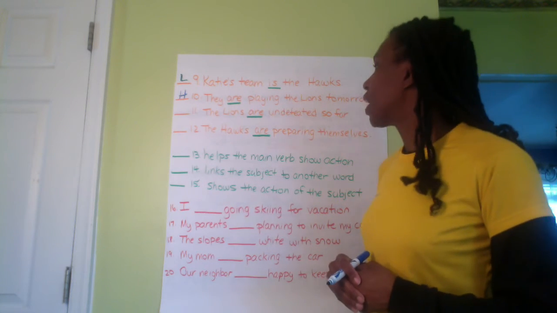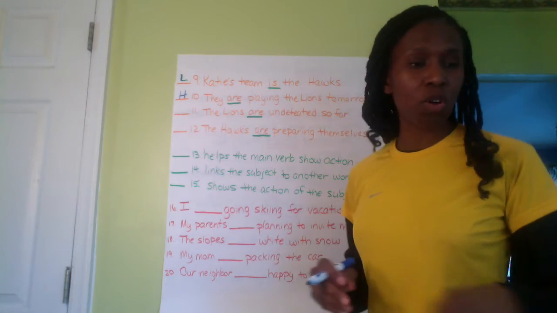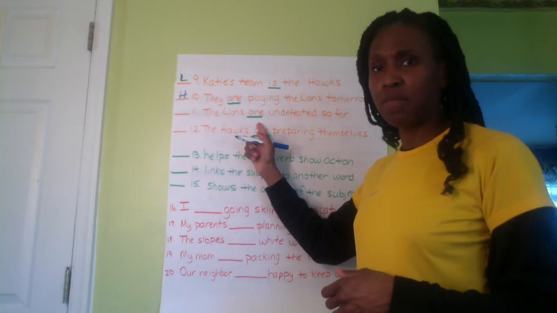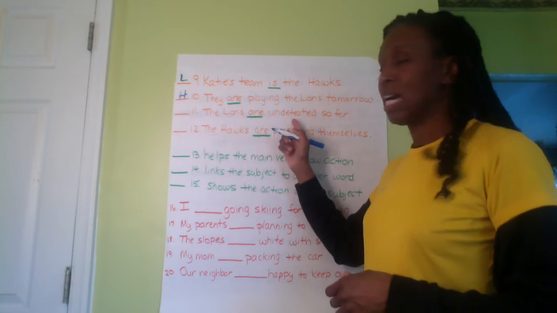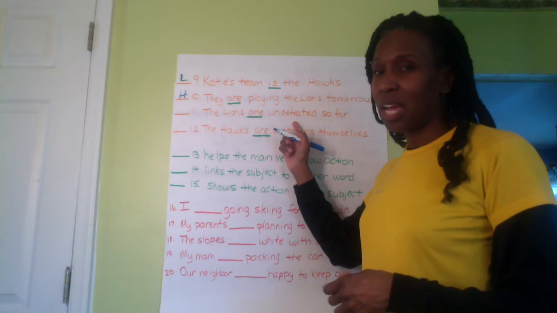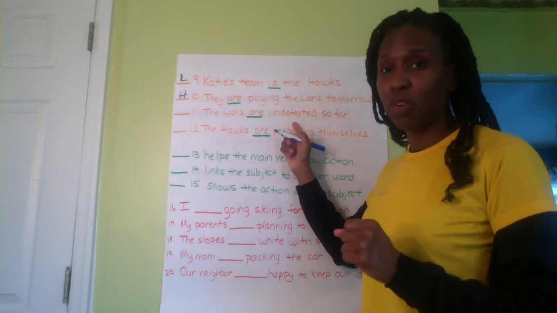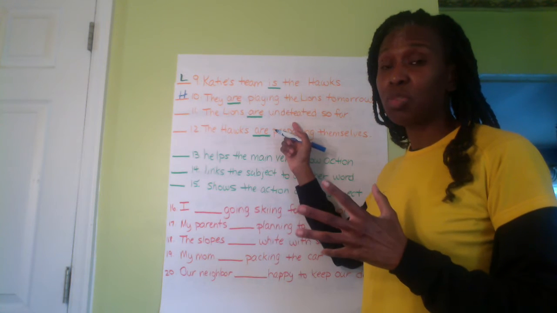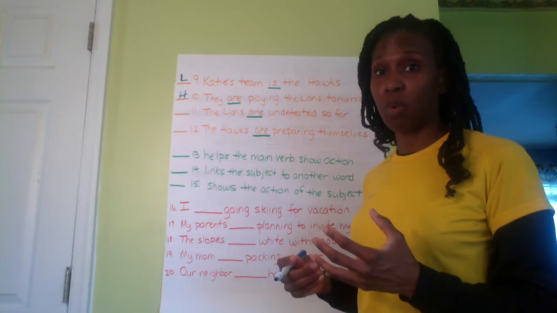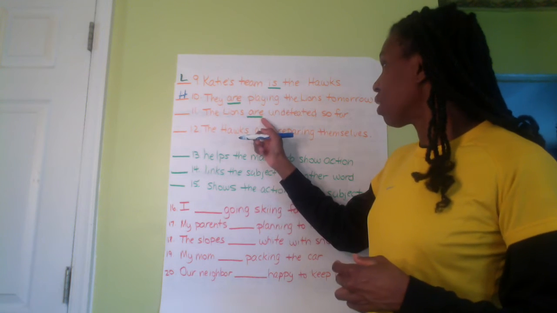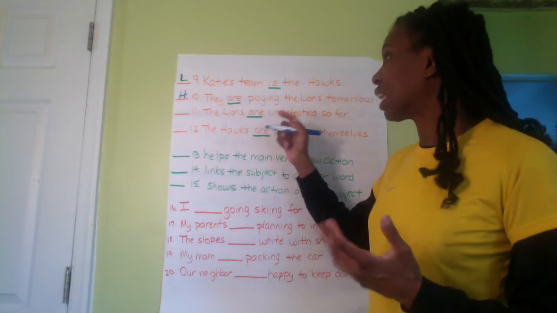All right, the next one. The Lions are undefeated so far this season. All right, are is the verb. Look directly behind it. Undefeated. Now, be careful. Undefeated is not an action verb. Here it's describing. You can defeat someone, but here that's not what this word is. So are is definitely a linking verb.